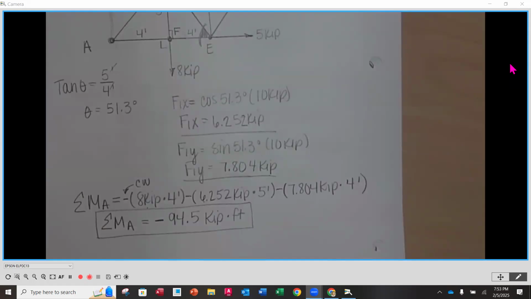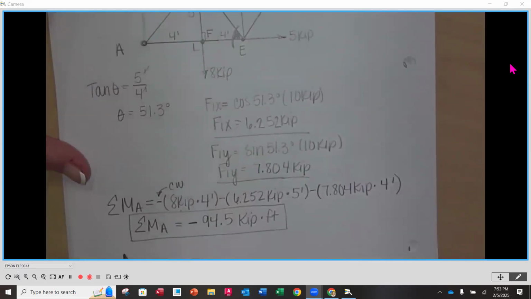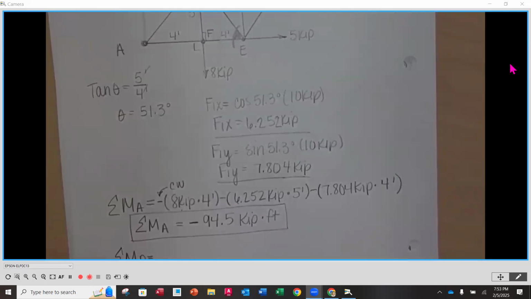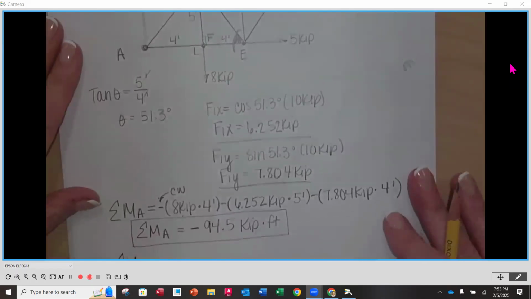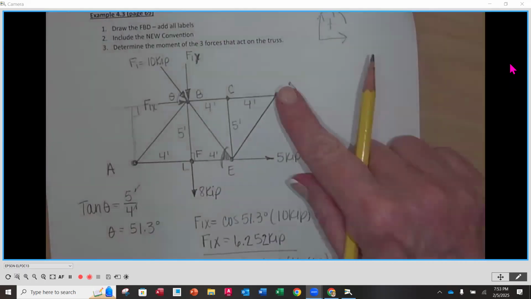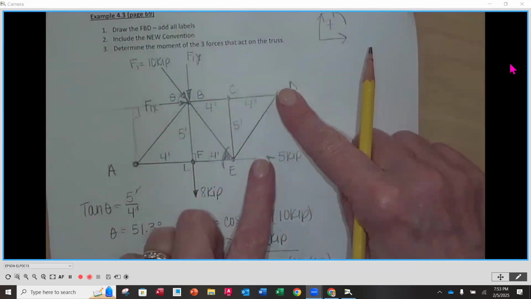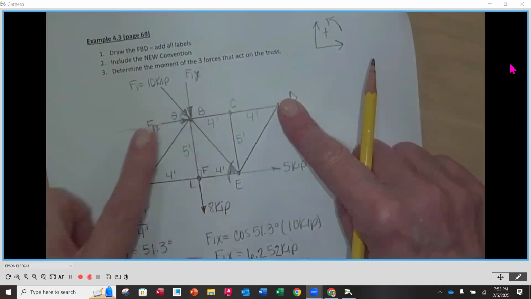Ready for some of the moments around D? Do you want to try it by yourself? Go ahead. Try to do some of the moments around D, and then we'll compare. I'm going to give you 1 minute to sum your moments around D. And if you don't want to, and you want to wait for me, then just wait for a minute. Remember, you're going to put your finger on D. Now you're going to rotate in the different directions and see what happens.